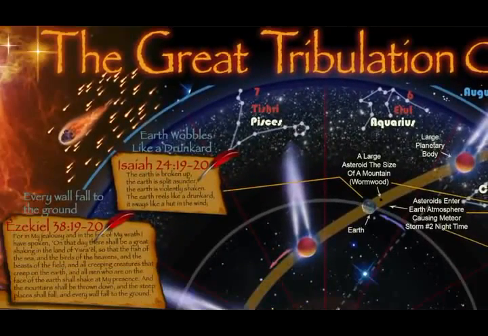Are you able to read that? Yes, the Earth is broken up. This is because this large meteor is hitting us, and this is where he says the Earth is broken up, the Earth is split, the Earth is violently shaken, the Earth reels like a drunkard, it sways like a hut in the wind.